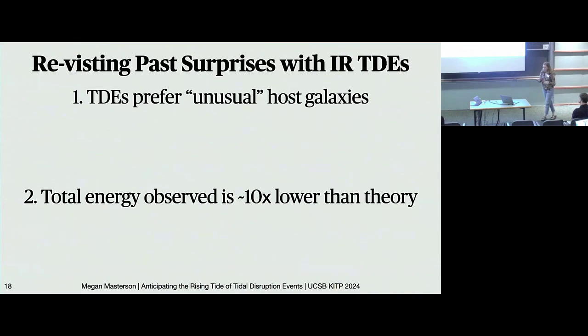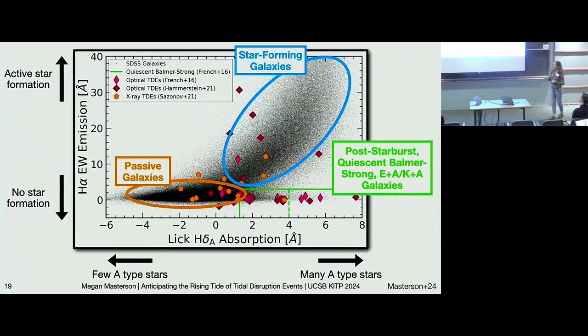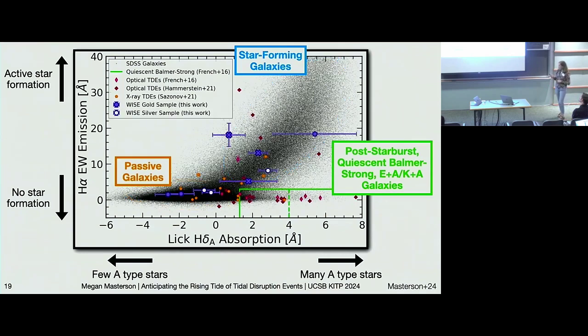So now I want to revisit with this sample those surprises that I highlighted at the beginning of the talk. The first being that TDEs prefer these unusual host galaxies. If we go back to this plot where we found that the majority of optical TDEs are sitting in this post-starburst regime, now if I add the infrared selected TDEs, you can see that the majority of infrared TDEs do not lie anywhere near the post-starburst regime.